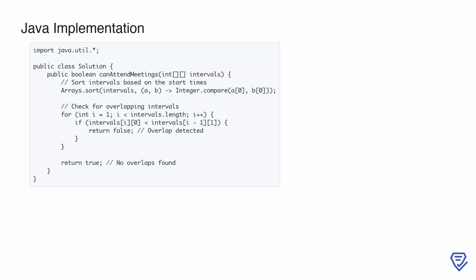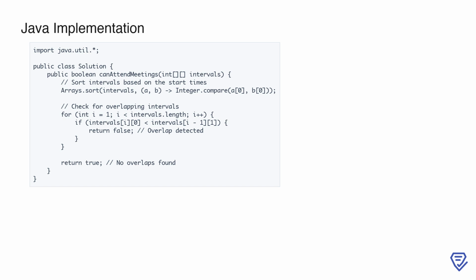This is the Java implementation of LeetCode problem number 252, Meeting Rooms. It mirrors the logic of the provided Python solution. The intervals are sorted by their start times using Arrays.sort with a lambda comparator. We then iterate through the intervals to check for overlaps by comparing the start time of the current meeting with the end time of the previous one.